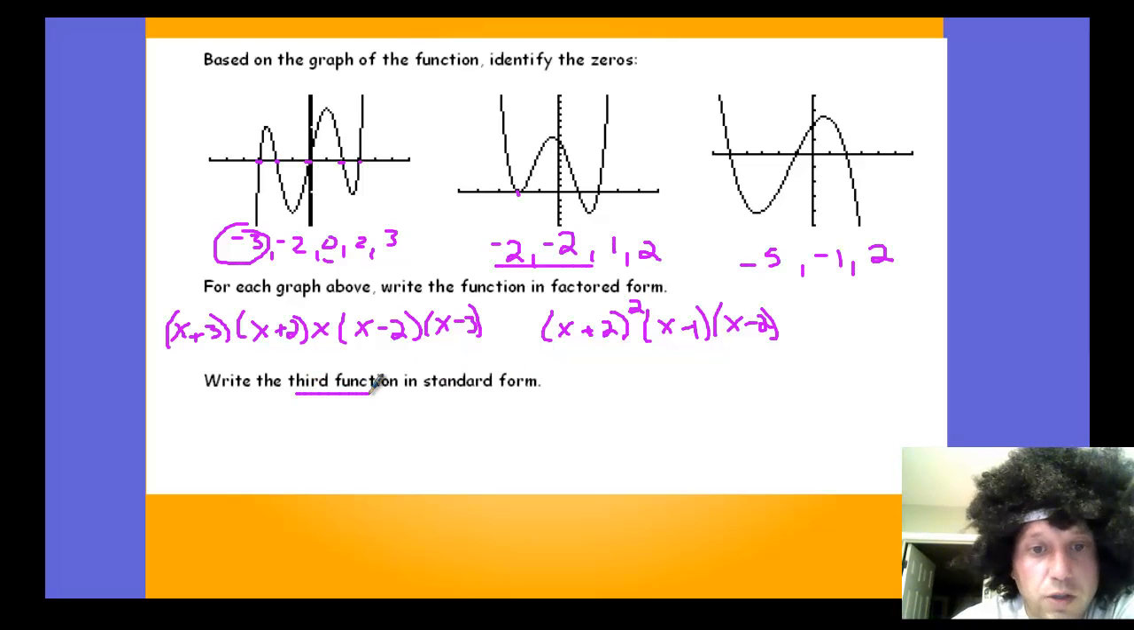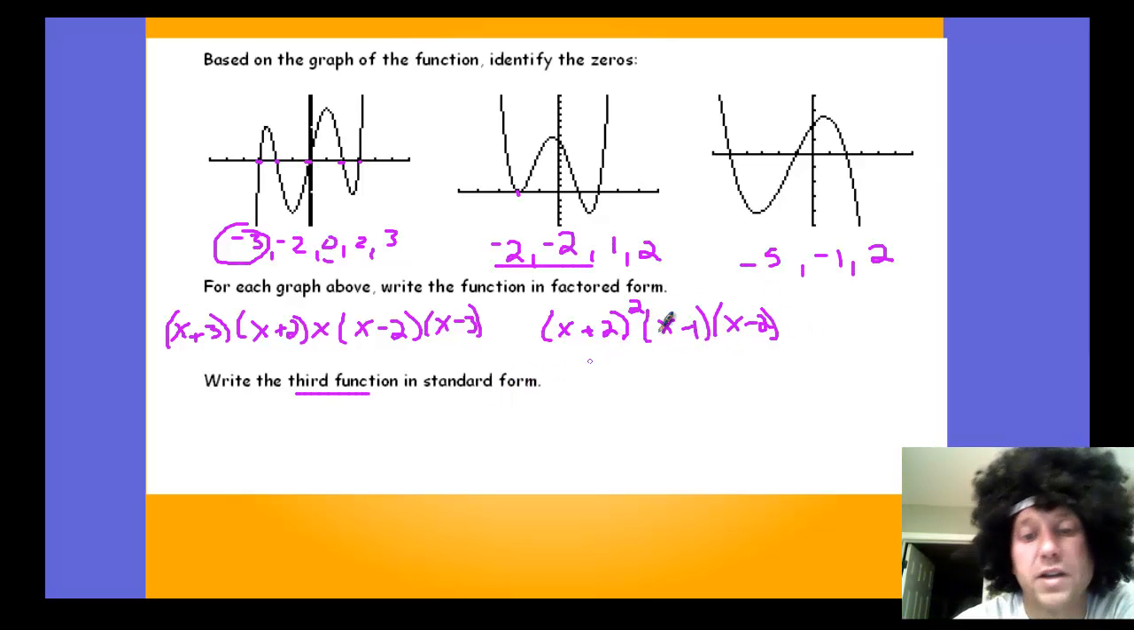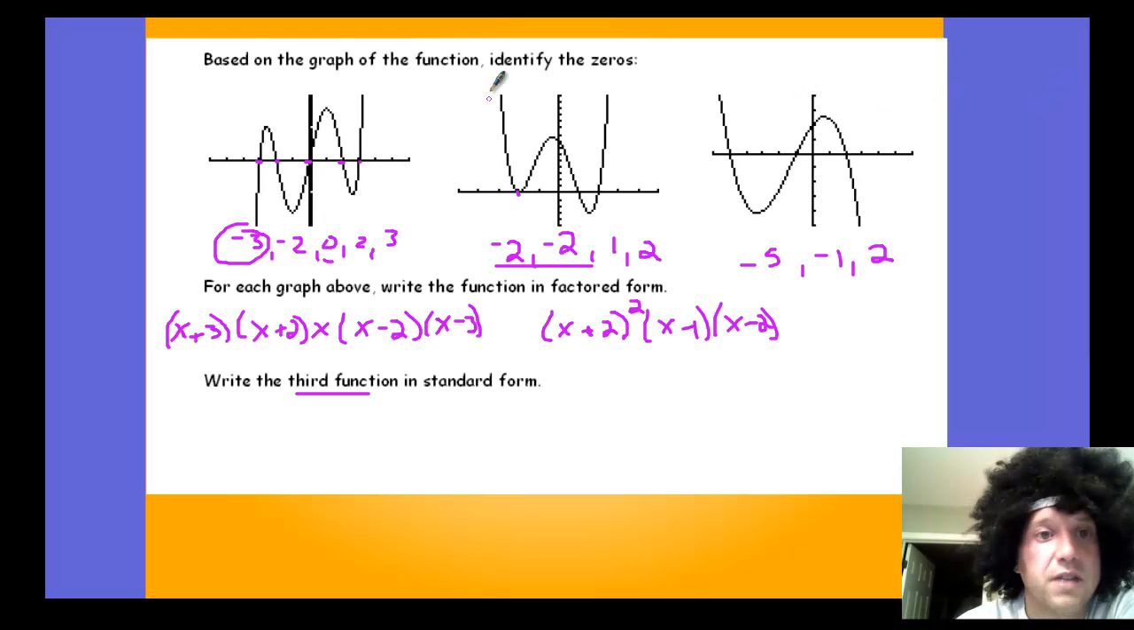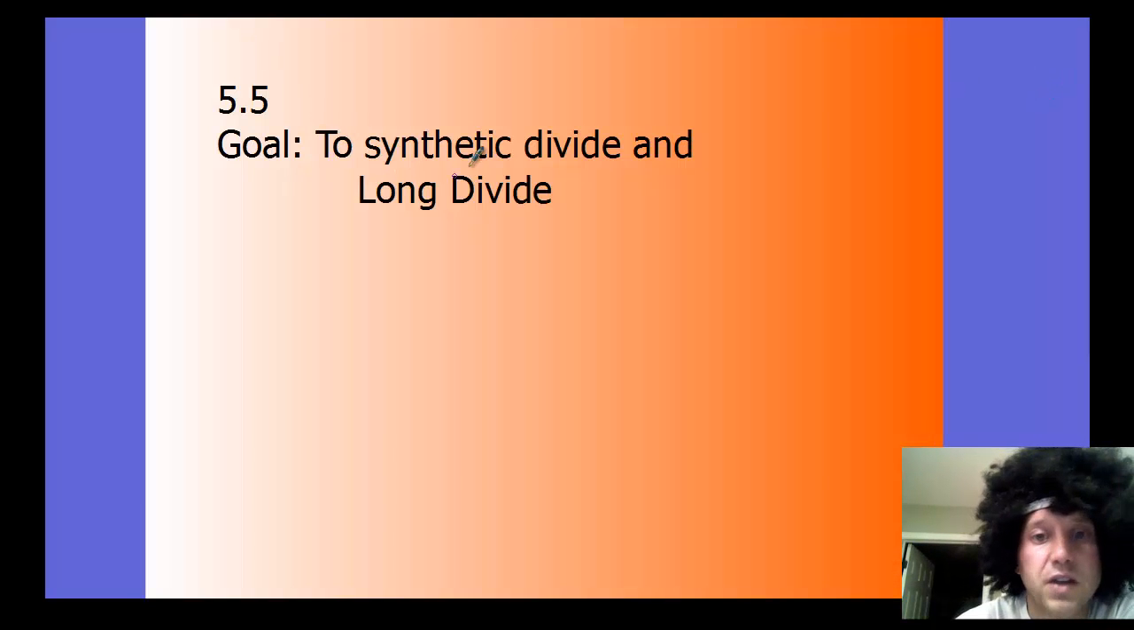But we could take the third one and put it in standard form, so you can actually write it in factored form, and then you can actually do all the foiling and multiplying to put it back in standard form. So that's it, 5-8. 5-5 is looking at dividing. We're going to split this into 2 days.